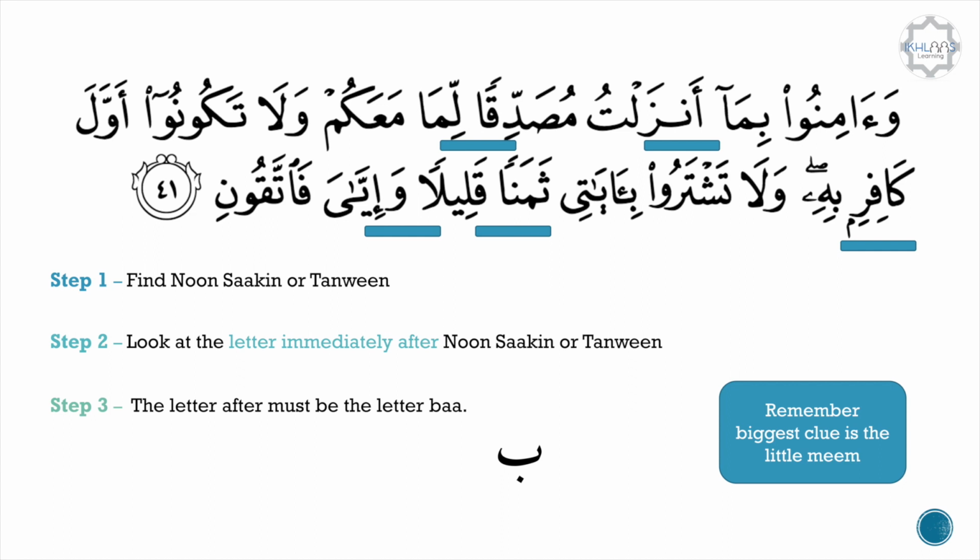If we have a look across, the first Noon Saakin is followed by the letter Za, so it cannot be Iqlab. The Tanween is followed by the letter Lam, so it cannot be Iqlab. The Tanween is followed by the letter Ba, so it comes under the category of Iqlab. There is a Tanween followed by the letter Qaf, so it cannot be Iqlab. There is a Tanween followed by the letter Waw, so it cannot be Iqlab.